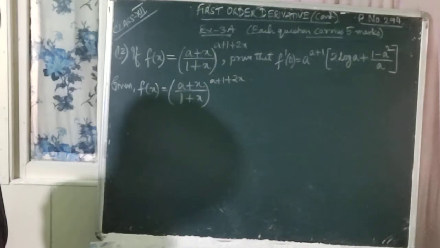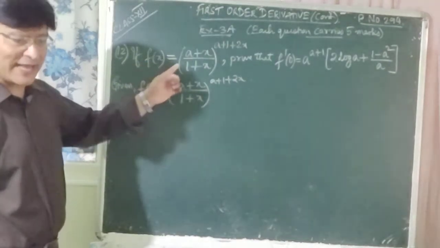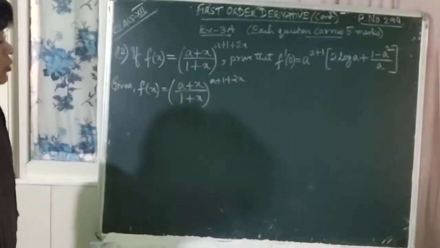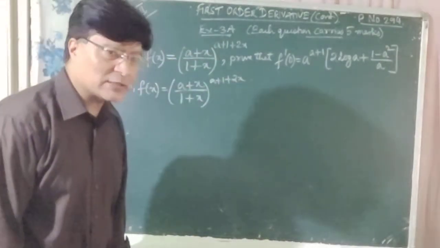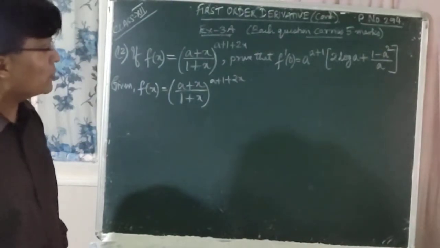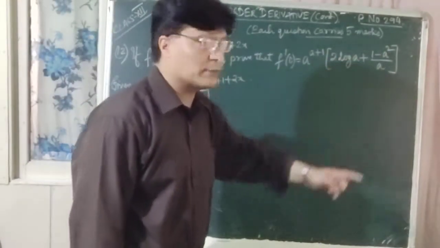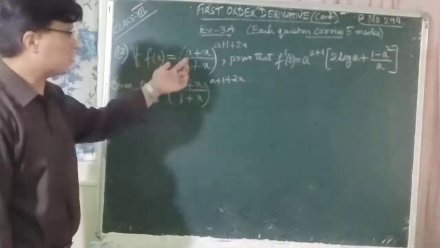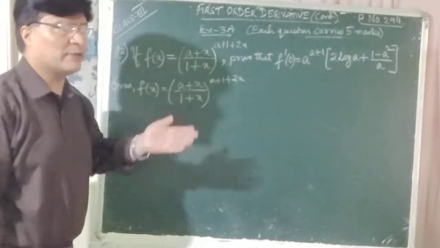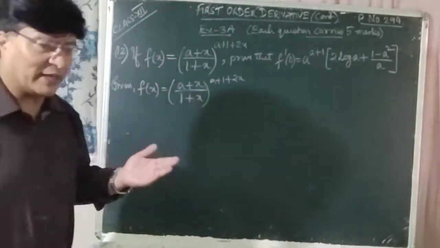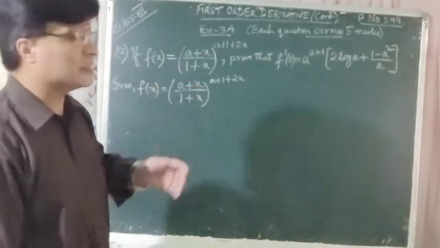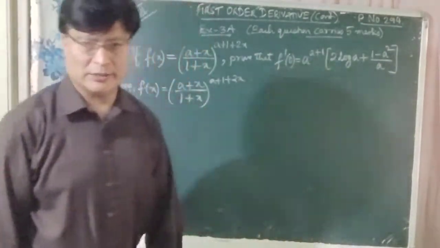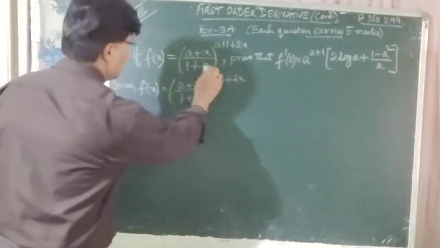So if f of x, that is function of x, is given as (a plus x upon 1 plus x) whole to the power a plus 1 plus 2x, you have to prove that f dash of 0 is equal to a to the power a plus 1 within third bracket 2 log a plus 1 minus a square whole divided by a. Okay. So this is the given part. So you have to differentiate the given part first. You find out f dash of x and then you put x is equal to 0. To prove this, LHS is equal to RHS. Okay. So this is the given here.